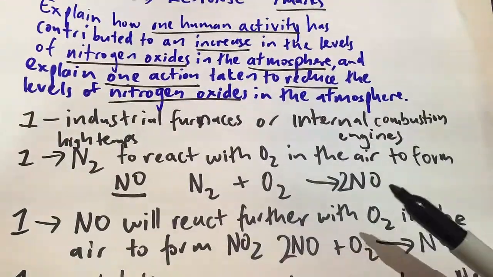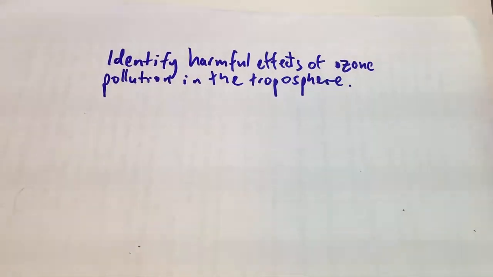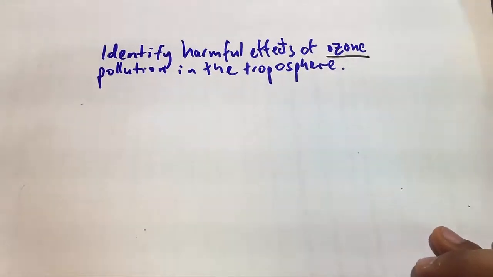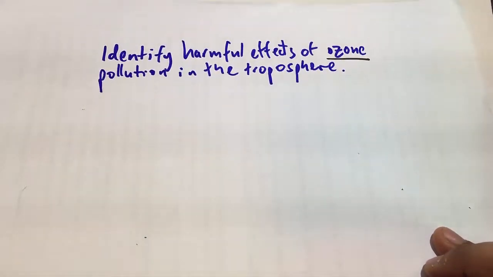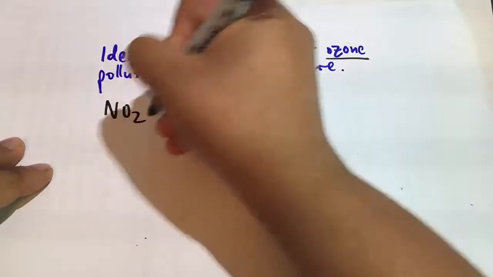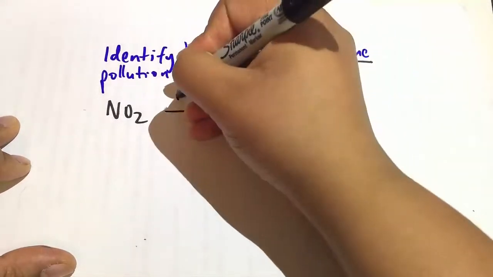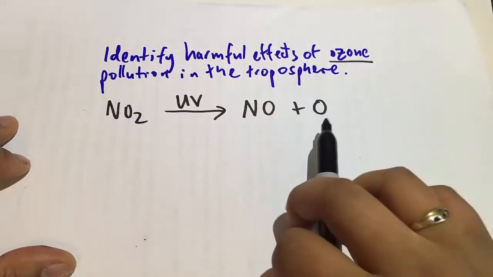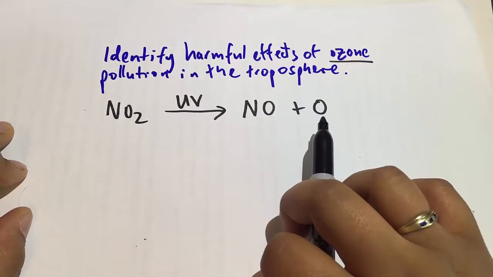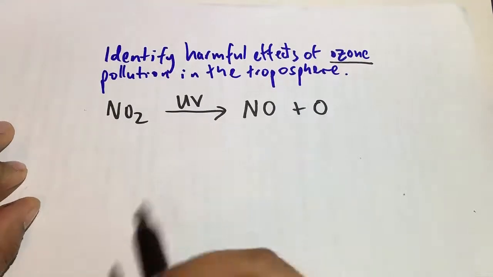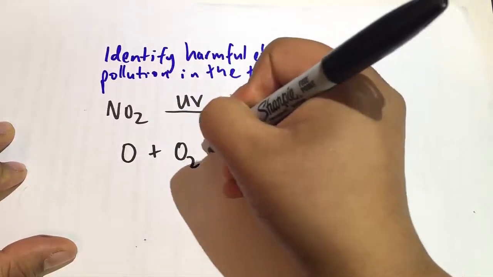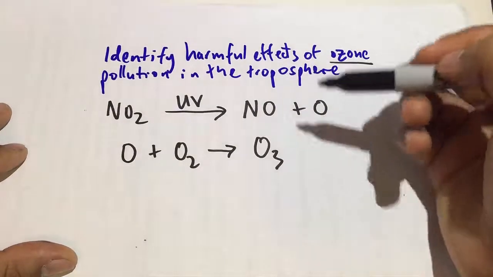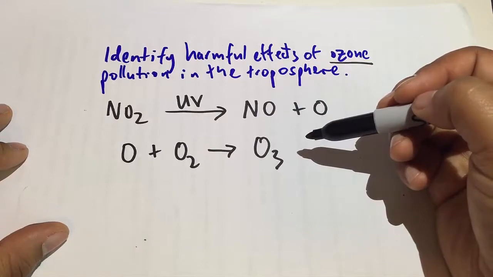So another really, really common question is talking about the harmful effects of ozone pollution. So we've mentioned ozone, but we haven't gone into too much detail about ozone. But the idea is that when you've got that nitrogen dioxide, it can react with UV light to produce a nitric oxide plus atomic oxygen. Now, normally oxygen likes to be O2. When it's atomic oxygen, it doesn't want to stay that way. It wants to react quite quickly. And so that atomic oxygen will react with oxygen in the air to produce ozone. And so this is kind of the next set of equations that we would want to use for ozone production.